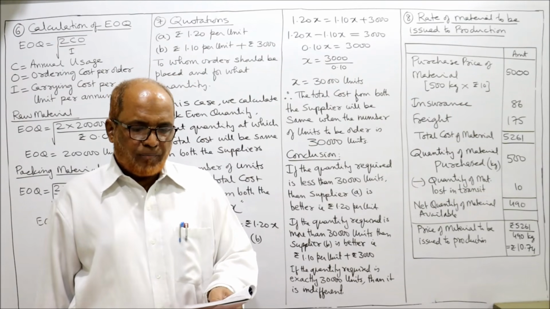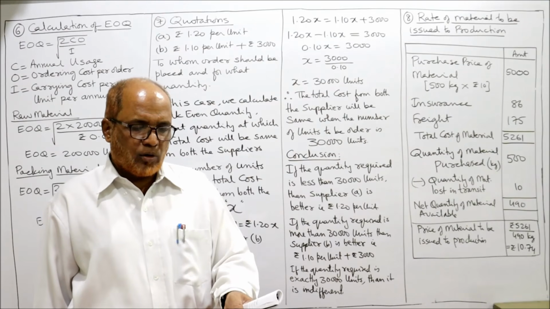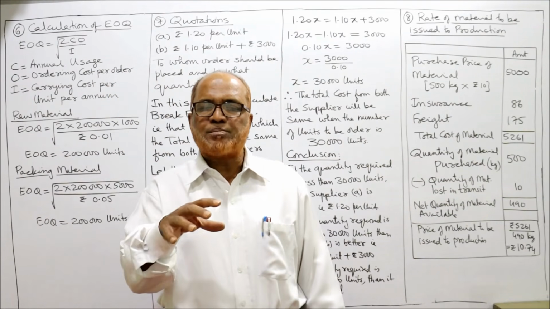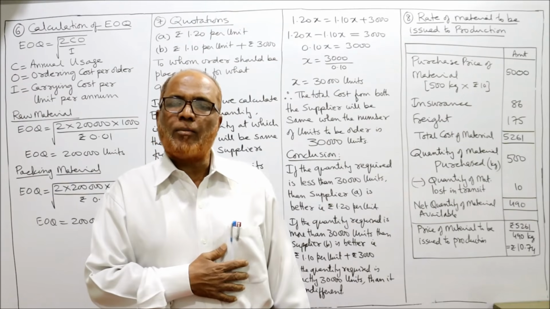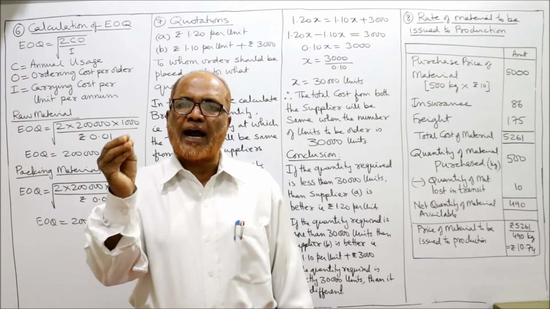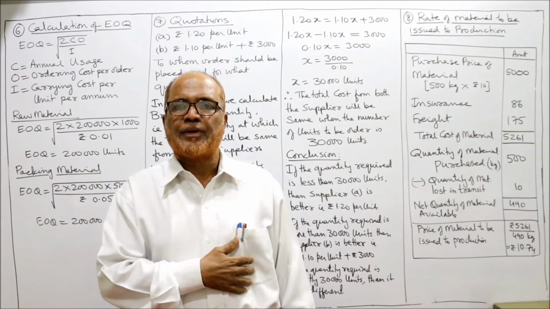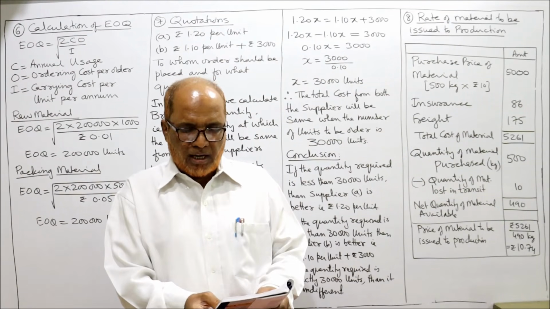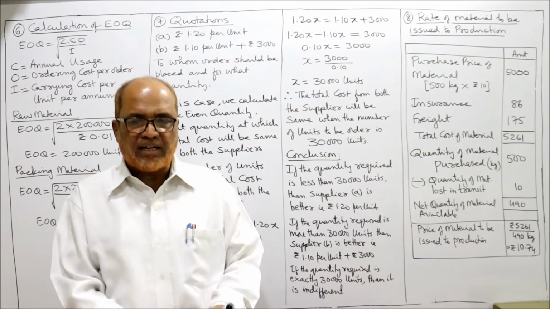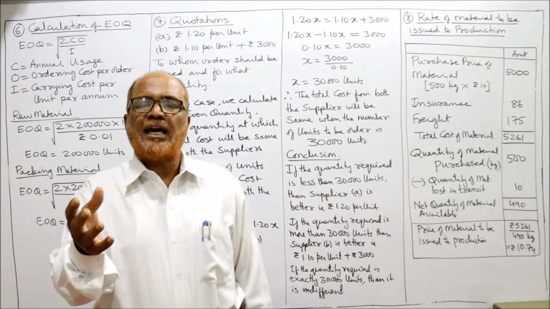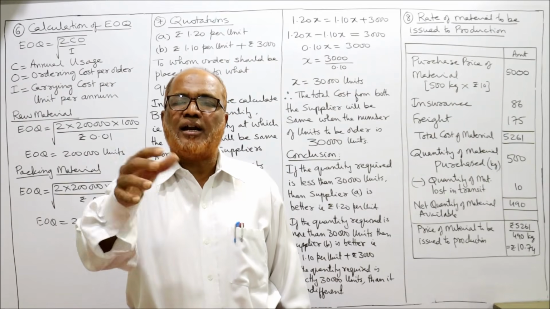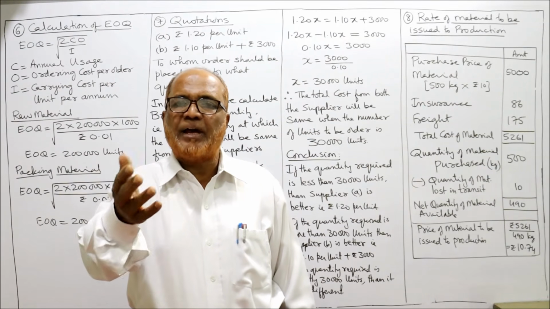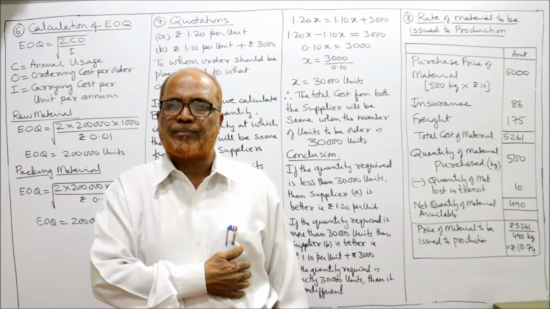Given: cost of material, 500 kilograms at 10 rupees per kilogram. A company has purchased the material, 500 kilograms at rupees 10 per kilogram. So 500 into 10, 5,000 rupees is the cost of material purchased. Insurance 86 rupees, freight 175 rupees. Any incidental expenditure incurred in purchasing the material will be added to the material cost.